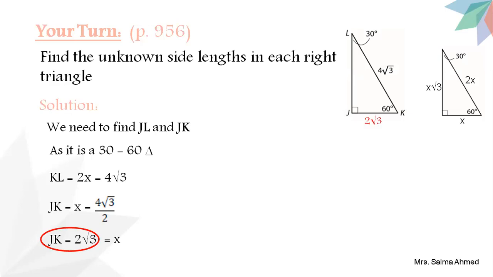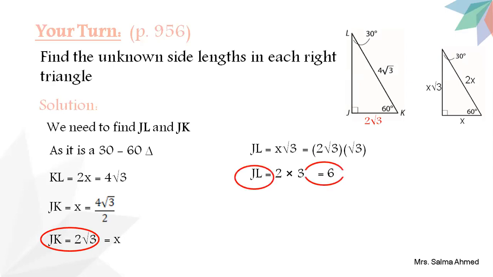Now I need to find the side which is in front of 60. So JL is equal to x root 3, as in the rule. So x now is 2 root 3. I'm going to substitute 2 root 3 times root 3. So JL gives me 2 times root 3 times root 3, which is 3, and it gives me 6. So JL gives me 6. This is the final side.